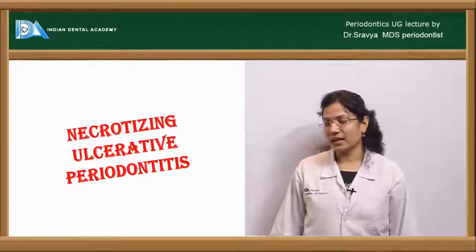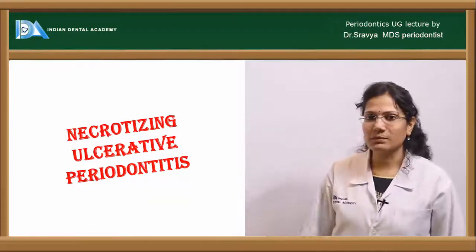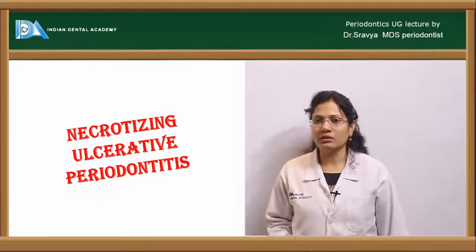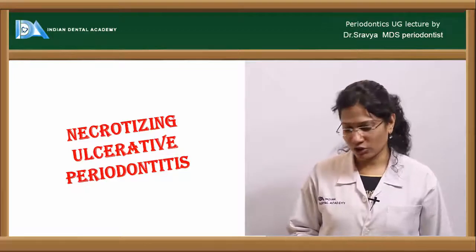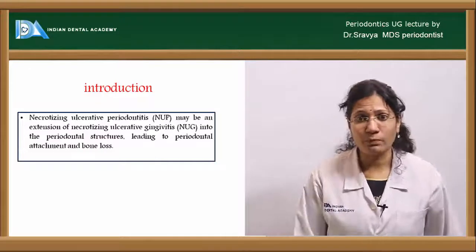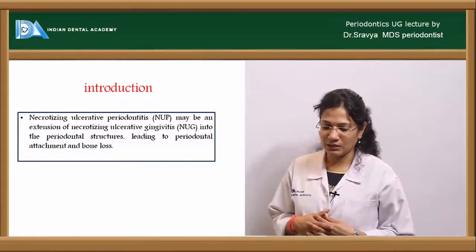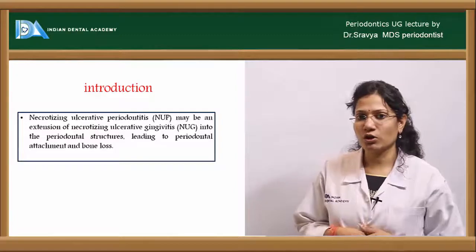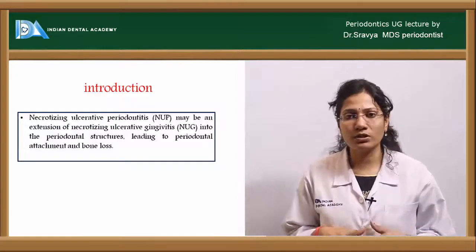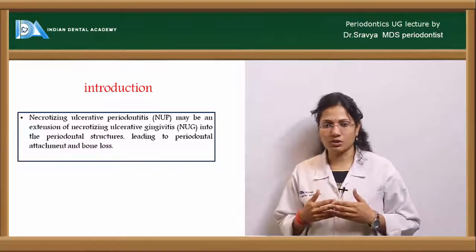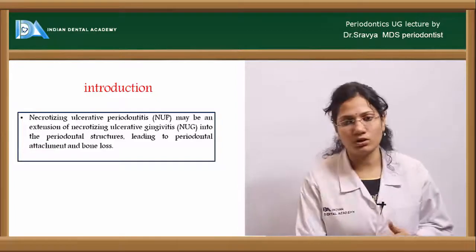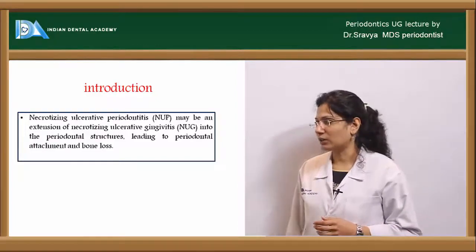The topic is necrotizing ulcerative periodontitis. Now, as the term indicates, it is a necrotizing or degenerative form of a disease, wherein there is necrosis of the periodontium or the periodontal structures. If we can introduce the topic, it is basically a continuation of your necrotizing ulcerative gingivitis. When this necrotizing ulcerative gingivitis progresses to involve your other periodontal structures, or it involves your attachment apparatus, then it leads to what is called necrotizing ulcerative periodontitis.